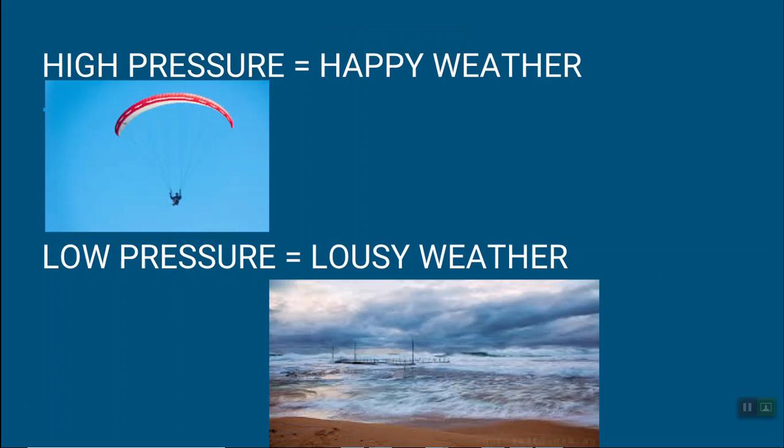Why is low pressure lousy weather? Because low pressure is when you have the warm rising air that can create the clouds. In the high pressure areas, you have the cold sinking air. If you have air that's sinking, you're not going to have any cloud formation at all, so you're going to have days with really pristine blue skies.